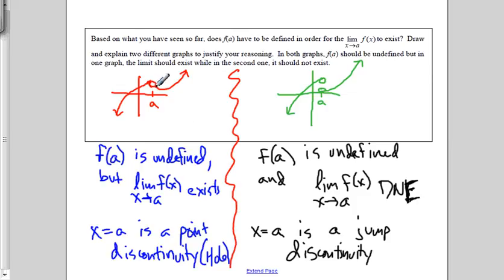Okay, so here's what we have. F of a is undefined in both cases, but on the left picture the limit exists because the limit from the left equals the limit from the right. And again, it's a hole, which we'll now start calling a point discontinuity. Over on the right, f of a is undefined, but the limit does not exist because the limit from the left equals this value up here, the limit from the right equals this value down here, and that's a jump discontinuity. So the limit from the left doesn't equal the limit from the right. All right, let's go on and try some of these other problems.